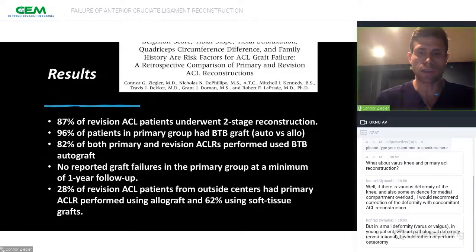28% of revision ACL patients from outside centers had primary ACL reconstructions performed using allograft tendon, and 62% of these reconstructions were used as soft tissue graft. And these again are from primary ACL reconstructions performed at outside centers, but were involved in the revision group in this study.